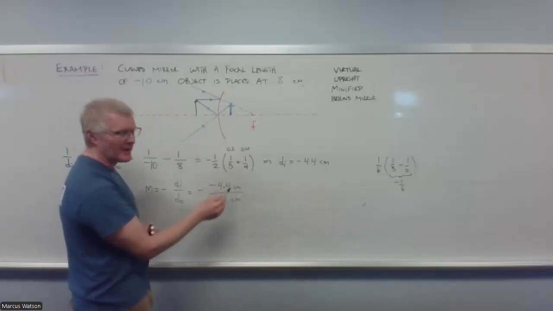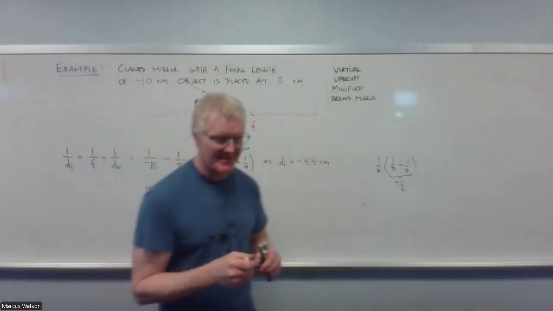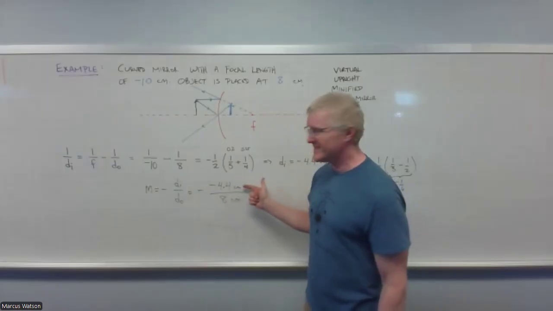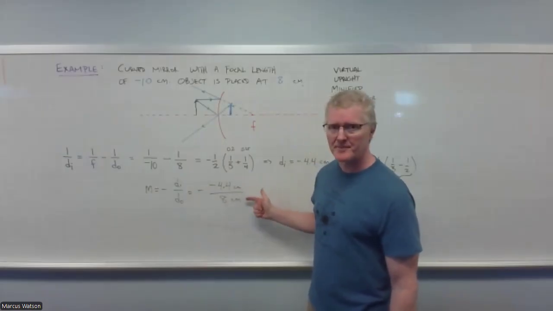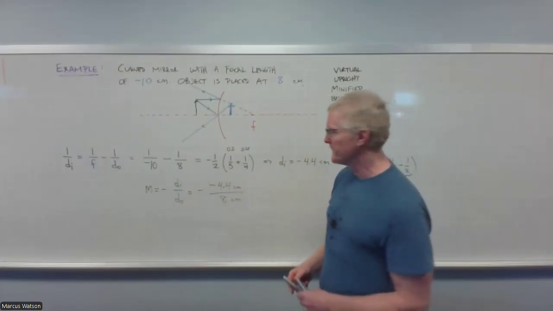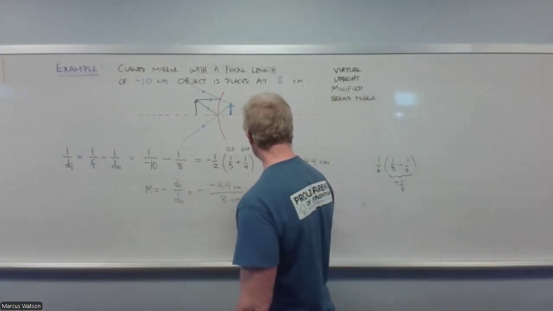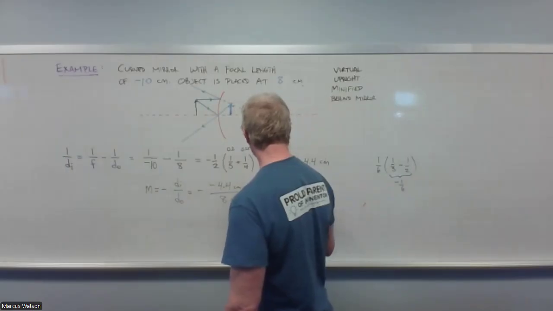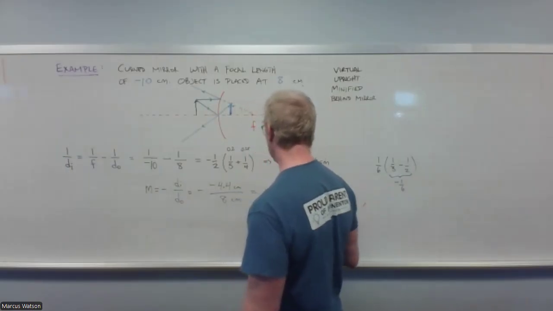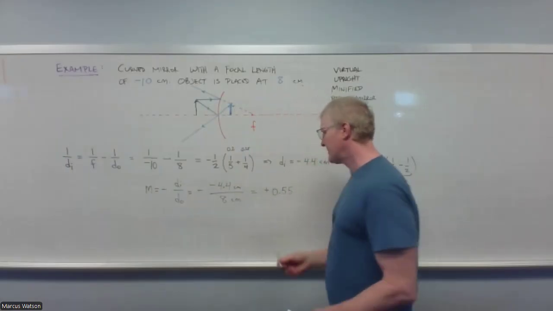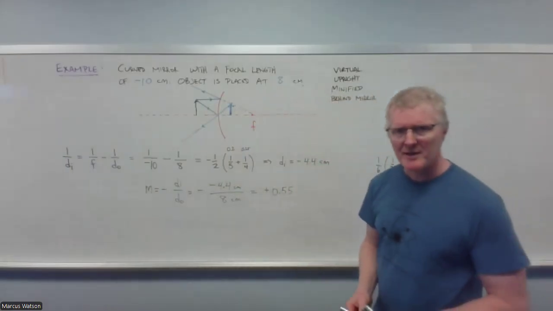Oh, by the way, I meant to say this, but the magnification has no units. Notice it's just centimeters divided by centimeters. So this is just a number, which is appropriate because it's a ratio of heights. So this turns into a positive something about half. I'm going to go 0.5, maybe about 0.55. It's going to be 0.555, 0.56 probably.